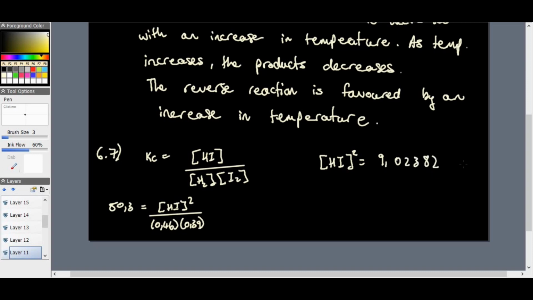9.02382. That's the entire decimal, it stops there. So we obviously got to square root this number. And therefore the concentration of hydrogen iodide will now be equal to, that should be just 3.003, so that's basically just the whole number 3, so 3 mole per decimeter cubed, and that was 4 marks.